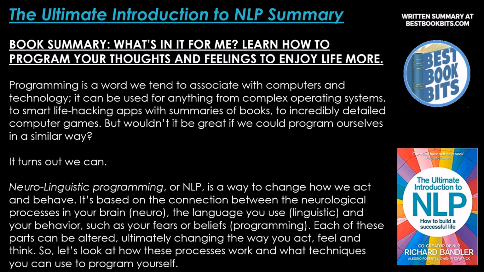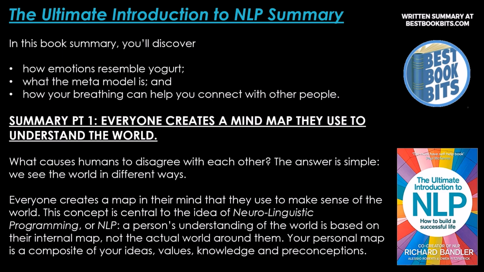Neuro-linguistic programming, or NLP, is a way to change how we act and behave. It's based on the connection between the neurological processes in your brain, neuro, the language you use, linguistic, and your behavior, such as your fears or beliefs, programming. Each of these parts can be altered, ultimately changing the way you act, feel, and think. So let's look at how these processes work and what techniques you can use to program yourself. In this book summary, you'll discover how emotions resemble yogurt, what the metamodel is, and how your breathing can help you connect with other people.